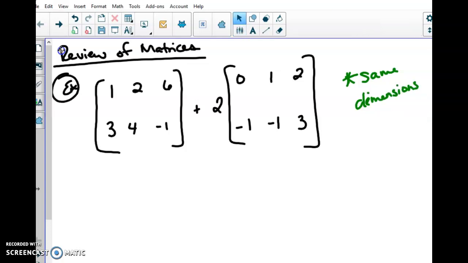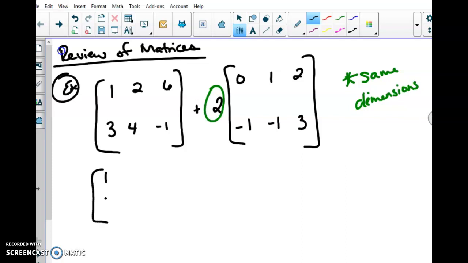Okay, so looking at this, remember it's in terms of rows by columns. So in this case, I have 2 rows, 3 columns. So I have a 2 by 3 and a 2 by 3. Since I have that scalar there, this 2, that multiplication, I'm going to go ahead and apply that to that matrix and rewrite this and then do my addition.